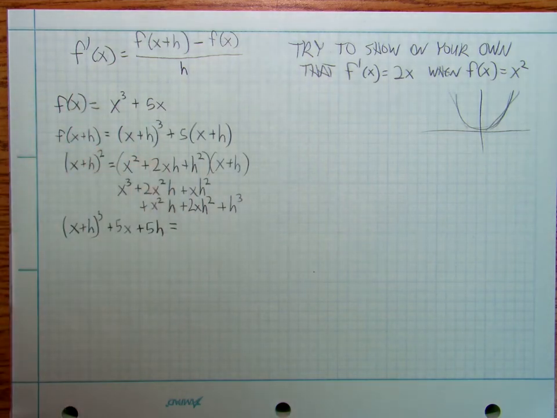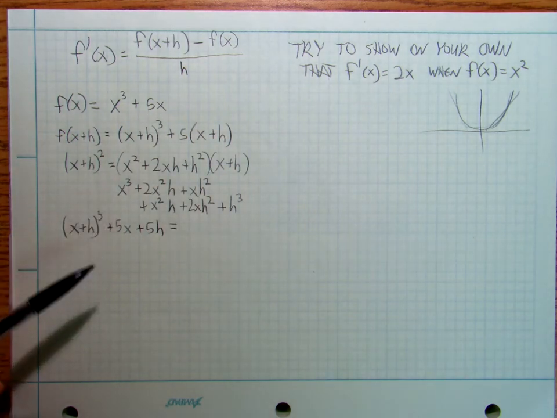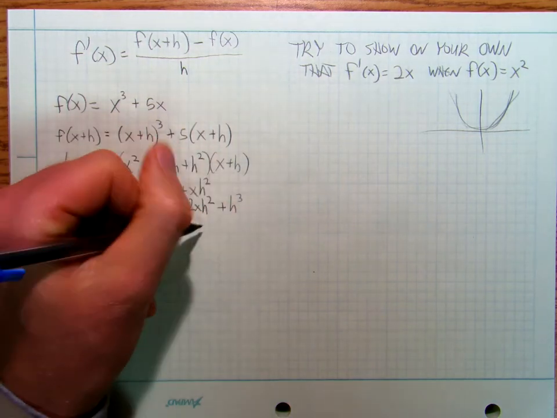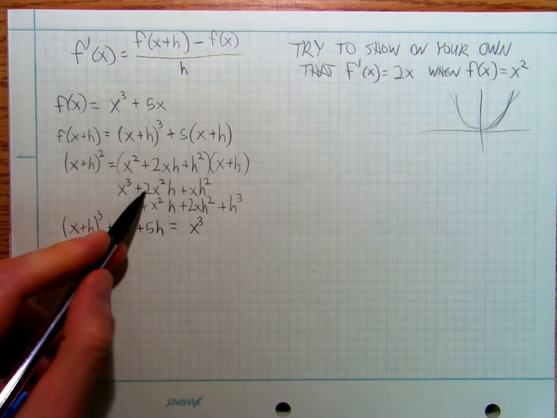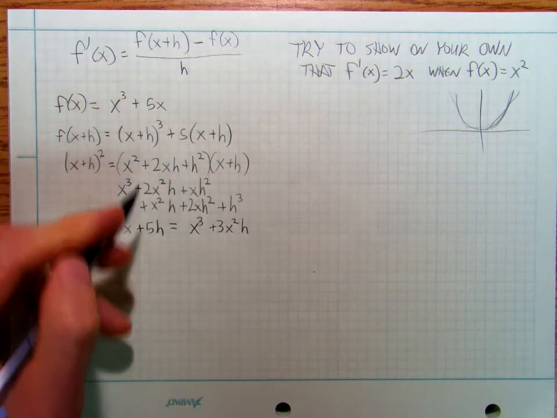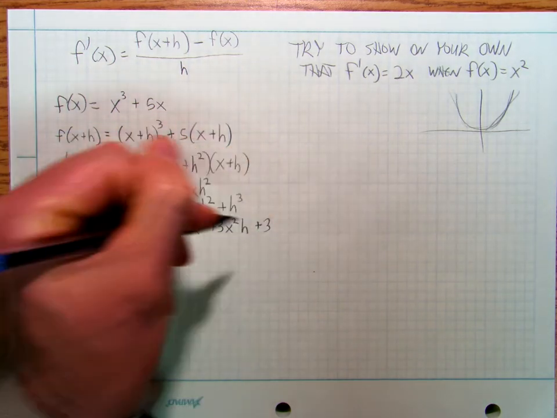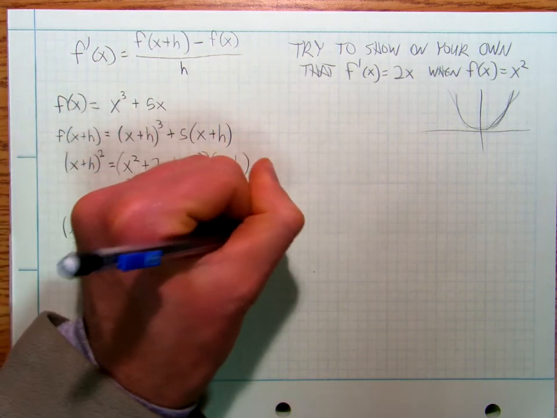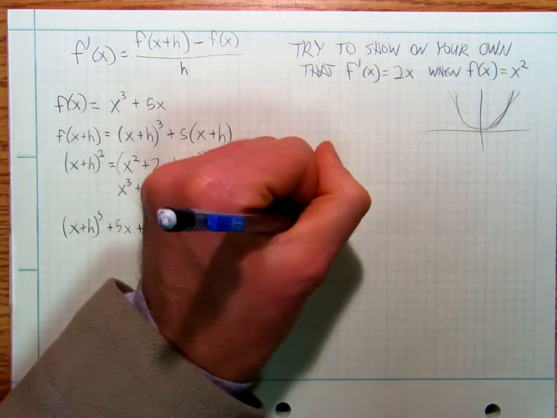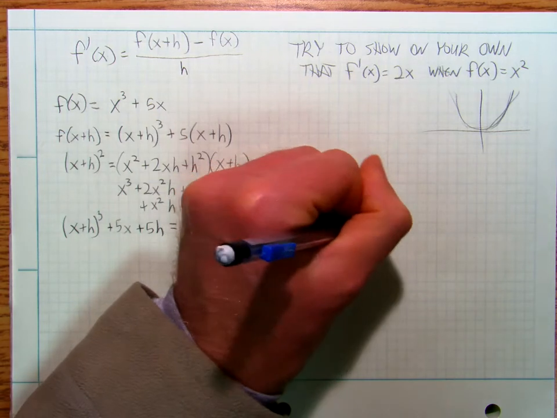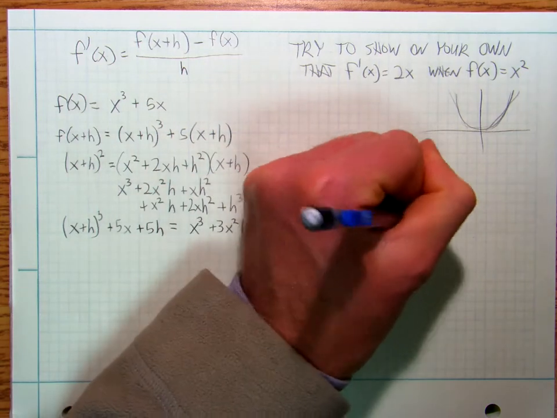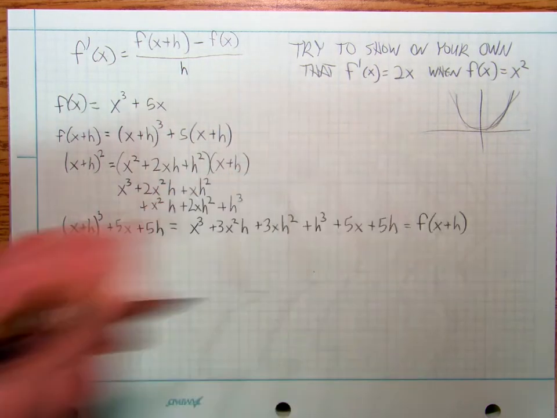Putting that all together, you guys are going to have to work on this. This is a calculus class, not an algebra class. You guys can work out the algebra on your own. So I've got an x cubed plus 3x squared h plus 3x h squared plus h cubed plus 5x plus 5h. And so that is f of x plus h.